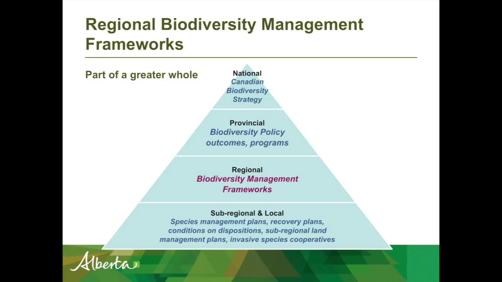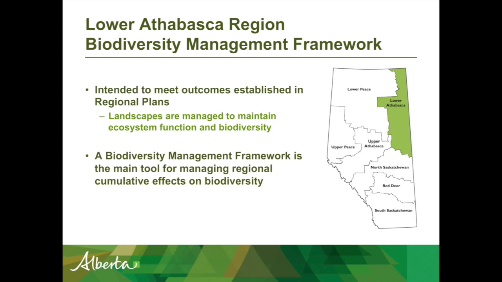So the Biodiversity Management Frameworks, as well as their context within the regional plans that Jason discussed, are part of essentially a biodiversity management system which we have. It starts at the national level with the Canadian Biodiversity Strategy. At the provincial level, we have the Biodiversity Policy, which is still in draft form. And then at the regional level, we have the Biodiversity Management Frameworks for each of the land use planning regions. These operate at a regional scale, and they're meant to operate at a regional scale. We still have the tools at the local level. So for example, species recovery plans and the sub-regional land management plans that are going to be supporting and working with the BMF. The BMF is intended to meet the outcomes established in the regional plans.